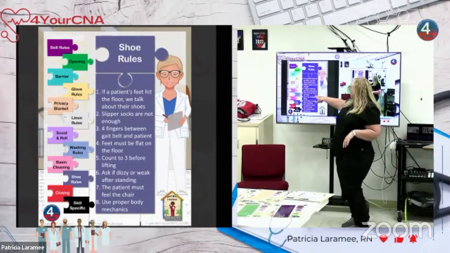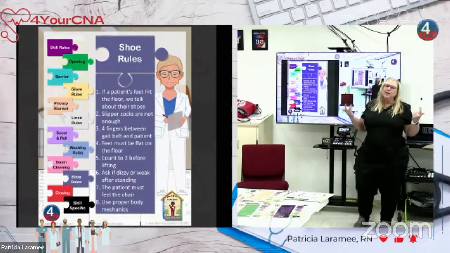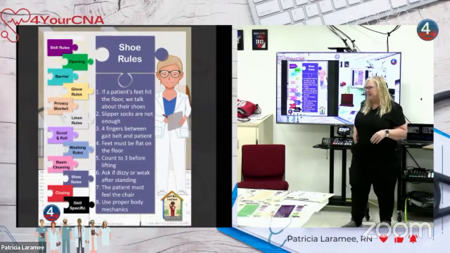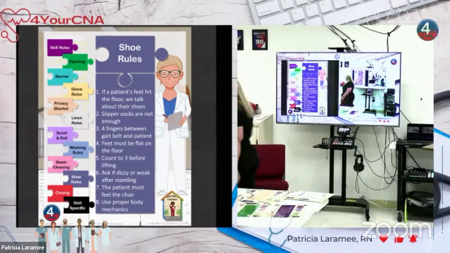Feet must be flat on floor before we lift the patient. Well, that just makes sense, but there's a problem here that you probably haven't thought about because most people have longer legs than I do.